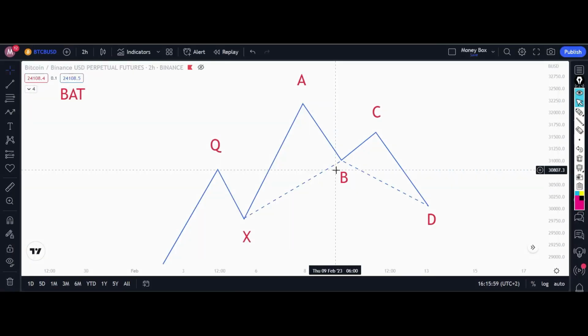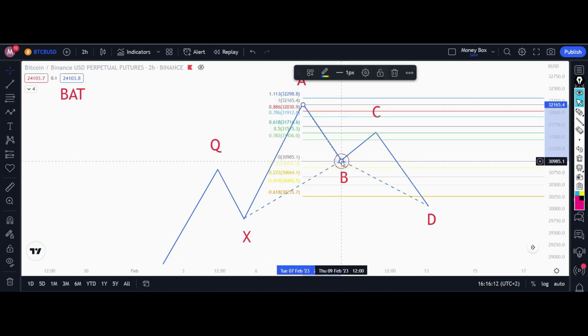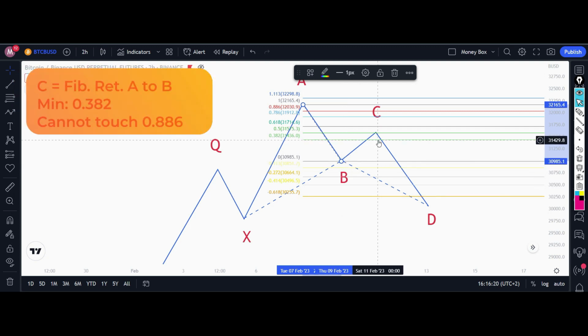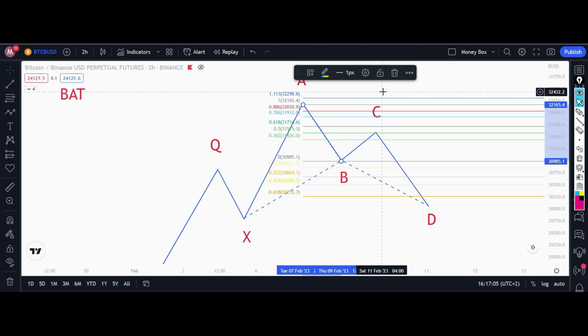For the next step, we expect a move from B to C, and here are the rules. When we implement the Fibonacci from A to B, point C should be at least at the 0.382 Fibonacci level. It might be higher than this level, but shouldn't touch the level 0.886. In most bat pattern videos, I come across a teaching that C might come close to A, but backtests prove that the success rate of the pattern declines when this happens. So I prefer not to trade this kind of bad pattern when the price hits, even with a candle wick, the 0.886 level of Fibonacci from A to B.